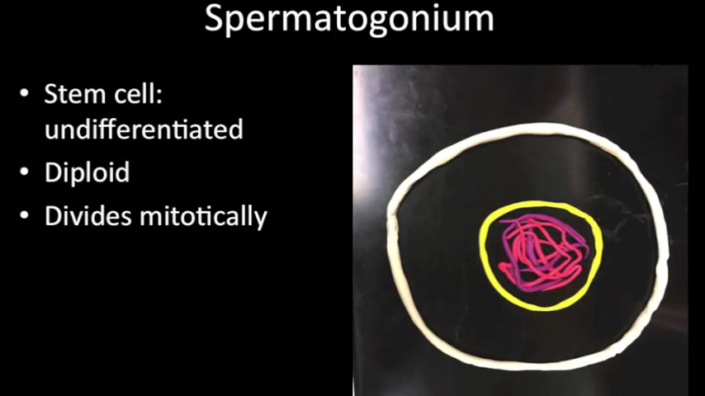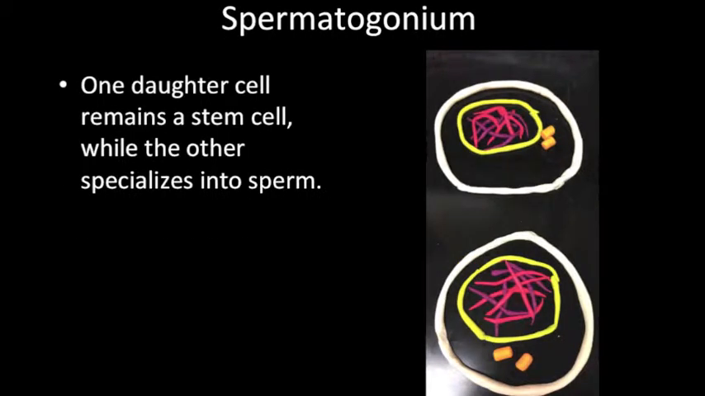The production of sperm cells begins with a diploid germ cell called a spermatogonia. Spermatogonia are stem cells or undifferentiated cells that divide meiotically. One daughter cell remains a stem cell, providing a renewable source of sperm, while the other specializes into sperm.